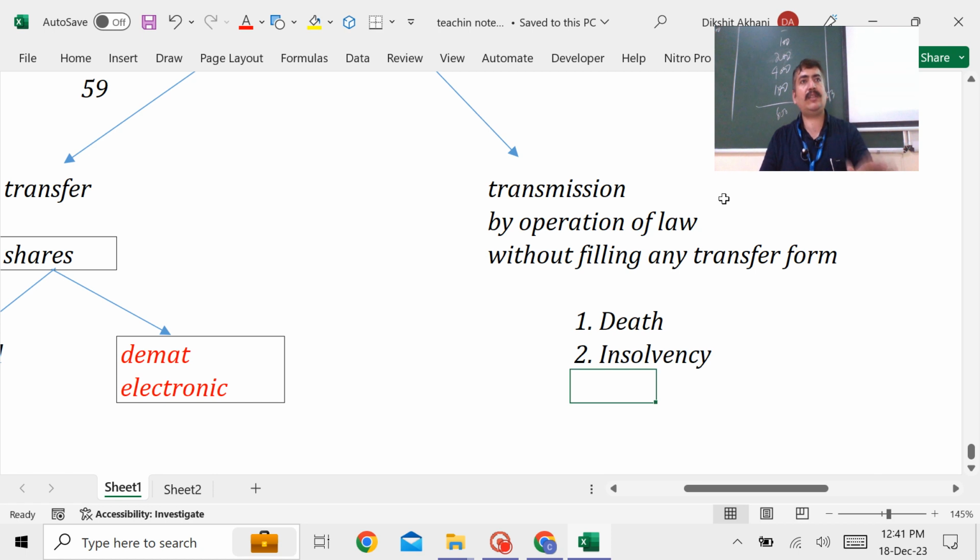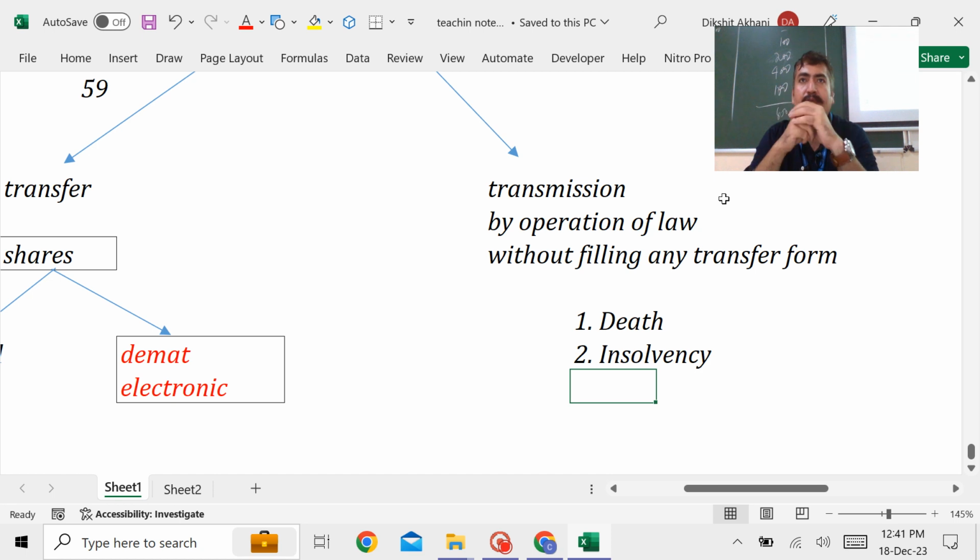As soon as the insolvency takes place, guys, all the assets belonging to the person get transmitted to whom? The official receiver or the official assignee. So the point is, here it is happening automatically by operation of law. You don't need to go for any formalities like downloading SH4 and then going ahead. You don't have to do anything like that. Am I clear to all of you? So this is what transmission is.